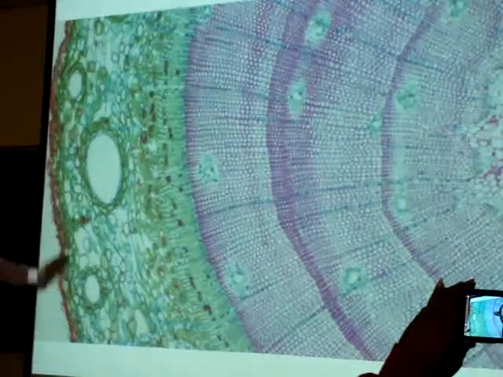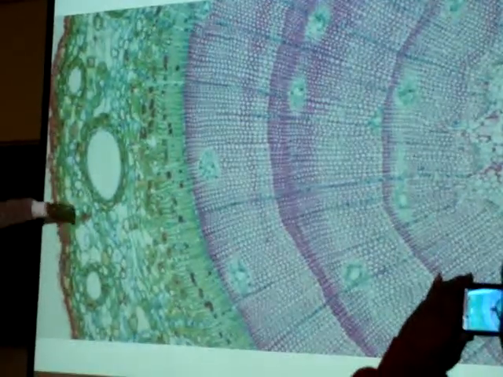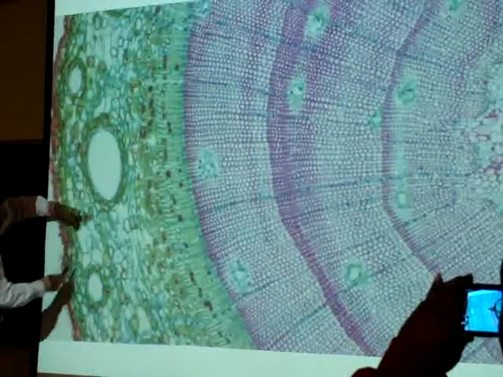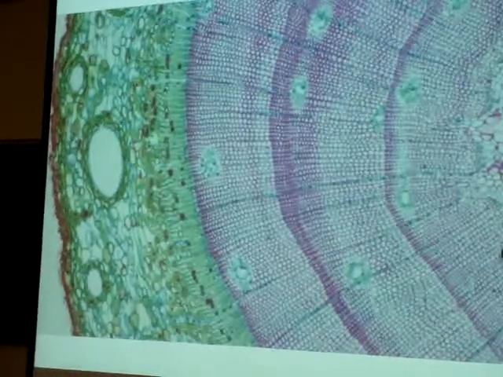Secondary xylem, right at this transition. So cork, cortex, and that makes this the cork cambium.